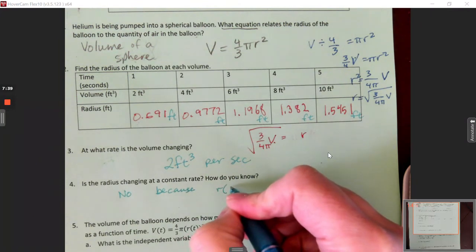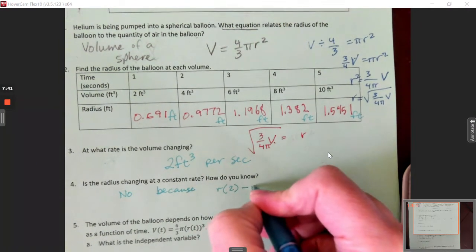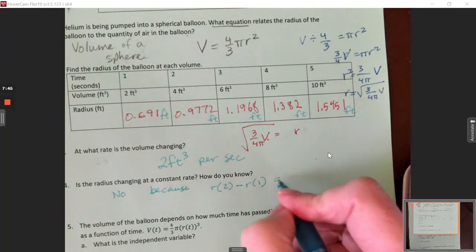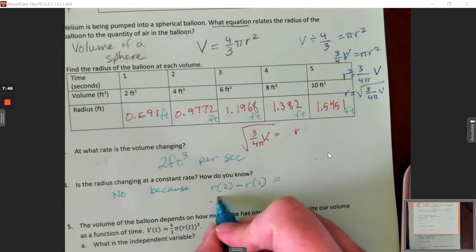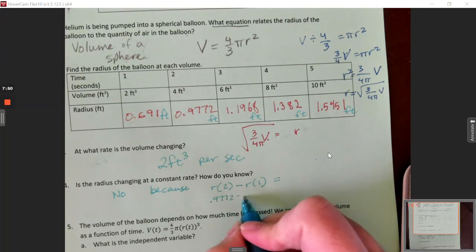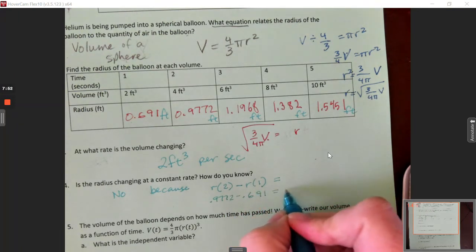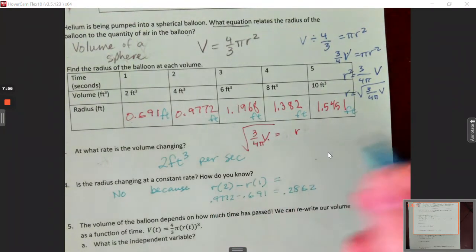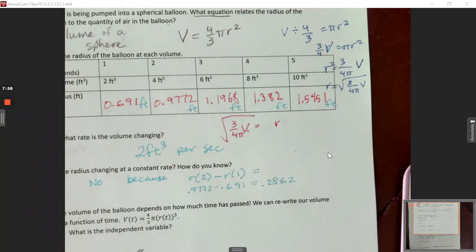r at 2 minus r at 1, the radius at 2 seconds minus the radius at 1 second, which would be 0.9772 minus 0.691, which is equal to 0.2862. Okay, so that's that part.